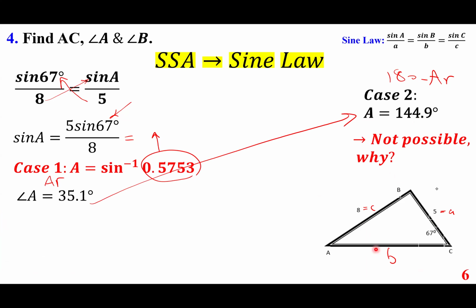Remember, the sum of the angles A plus B plus C must be 180 for any triangle. So when you add 67 to this, it takes you beyond 180. Therefore, it doesn't work and it's out. The reason it's impossible is that 144.9 plus 67 is larger than 180. So case number 2 fails. That's one of the reasons it's called the ambiguous case, because anything could happen.